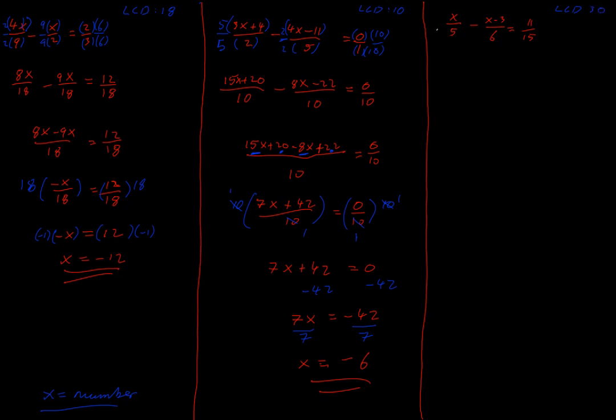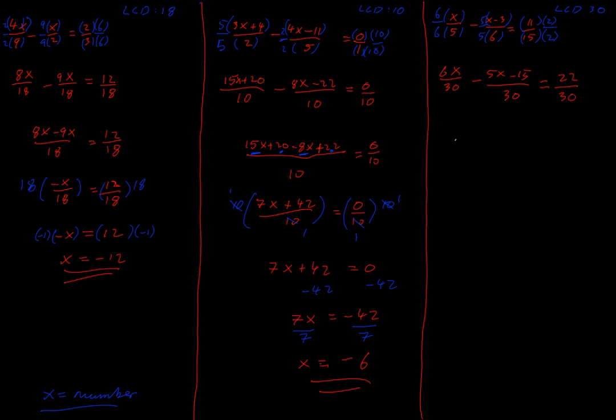So I want to get 30 underneath all of these, so I'm going to multiply 5 by 6, and I must do it to the top as well. Multiply 6 by 5. And remember, I'm multiplying by a fraction, 6 over 6, 5 over 5, 2 over 2. So I end up with 6x all over 30 minus 5x minus 15 all over 30 is equal to 22 all over 30.